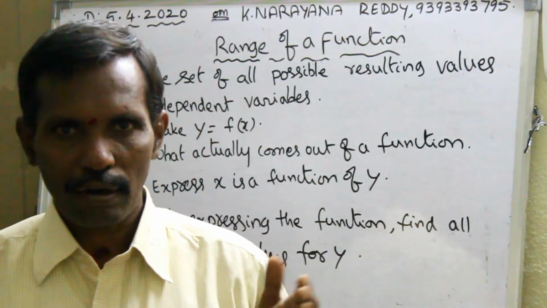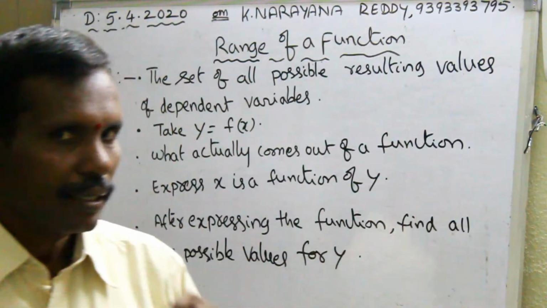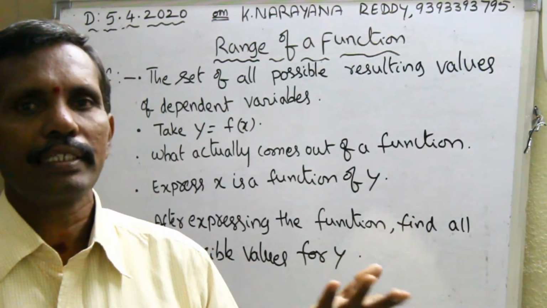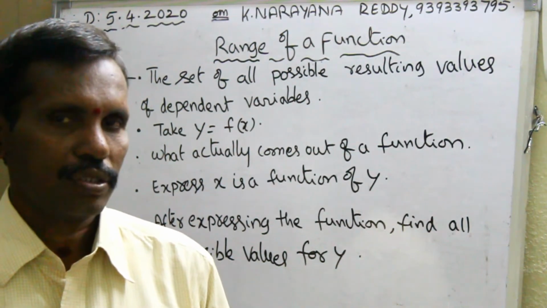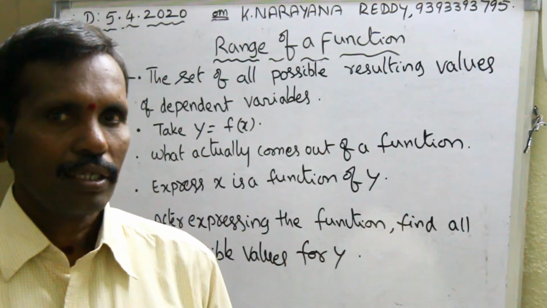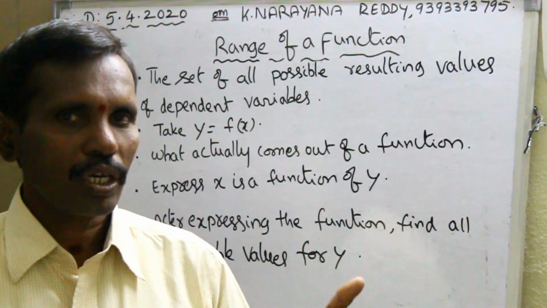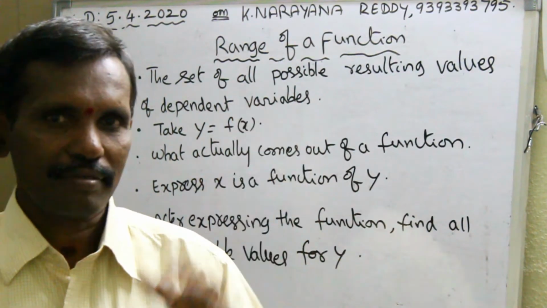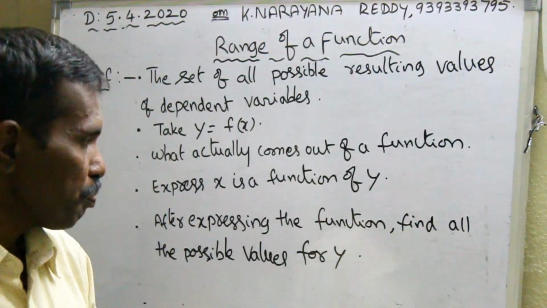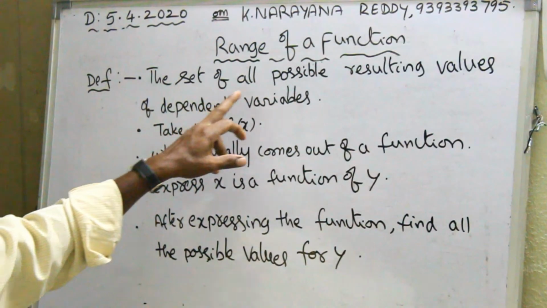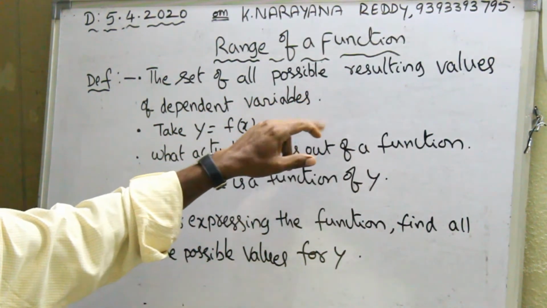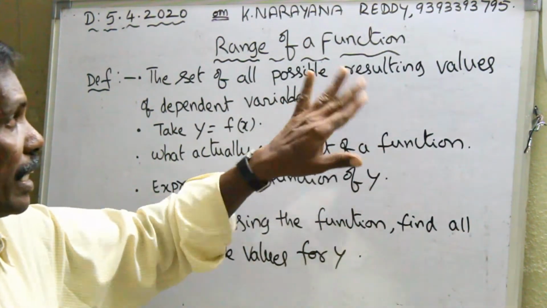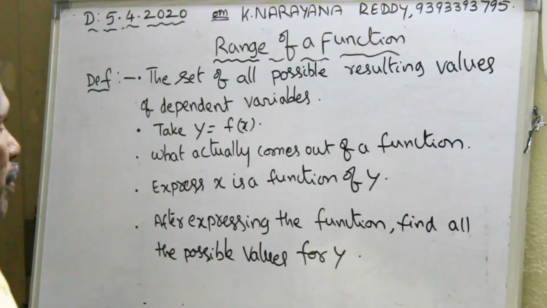Or I told in the last class. Okay. But in range, how to find the range of a function? Range is nothing but resulting values, output values. Yes or not? So resulting values, output values, those are called range values. That is called the range of a function. Simple. So the set of all possible values of the dependent variable, the set of all possible resulting values of the dependent variable.